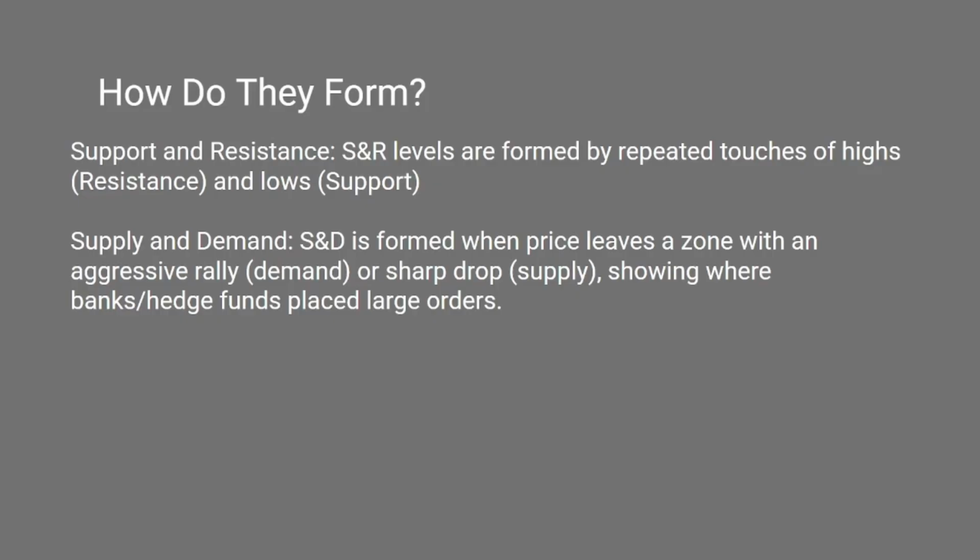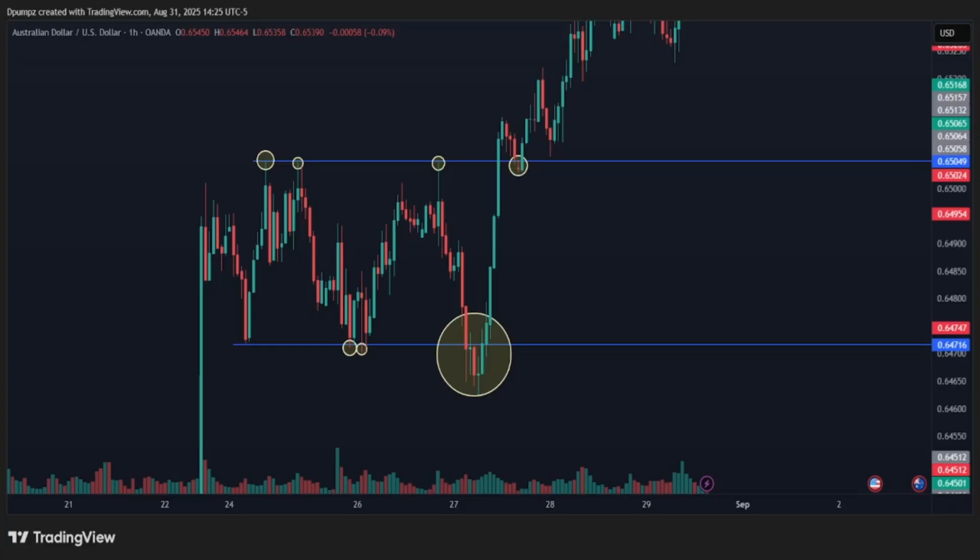How do they form? So let's start off with support and resistance. Support and resistance levels are formed by repeated touches of highs, which are resistance levels, and repeated touches of lows, which are support levels. Supply and demand is formed when price leaves a zone with an aggressive rally, leaving behind a demand, or when price leaves a zone with a sharp drop, which creates a supply zone. This shows where the banks and hedge funds place large orders, and we're just waiting for them to get tapped into so we can trade with them. That's the whole concept of supply and demand.